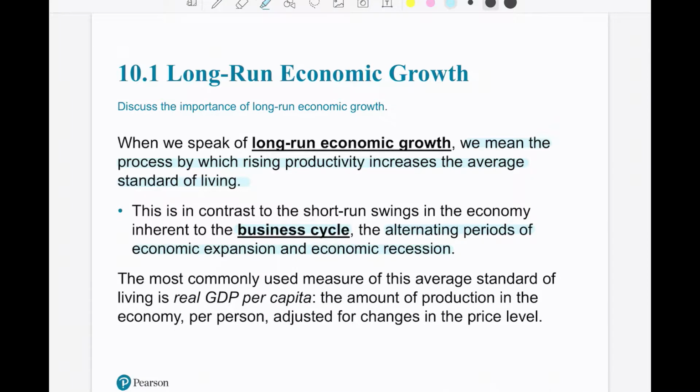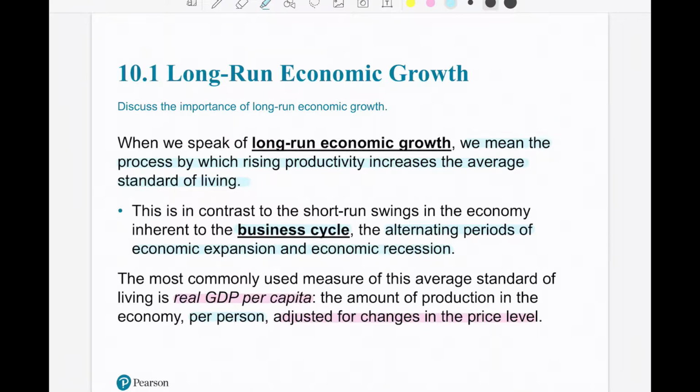Now, the most utilized tool that we use to measure the average standard of living is going to be real GDP per capita. Now, the term real GDP just means that it's adjusted for changes in the price level, and then the term per capita just means per person.